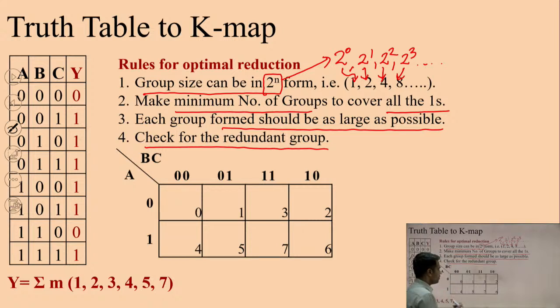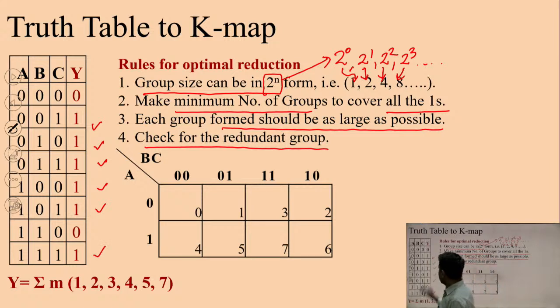So now let's solve one question. You are provided with this truth table. This is a 3 variable problem. A, B, C are the inputs and Y is the output. You can check from this truth table that there are 1, 2, 3, 4 and 5, these 5 locations and this one also. These 6 locations are giving you high output.